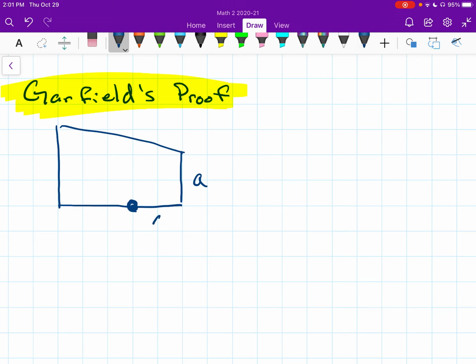We're going to say, well, there's our A's and here's our B's. Right? We can connect the dots there. And now we have two right triangles. We're going to call this triangle 1, this triangle 2, and this triangle 3.